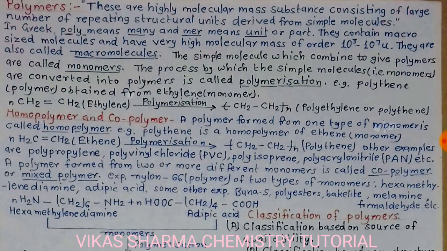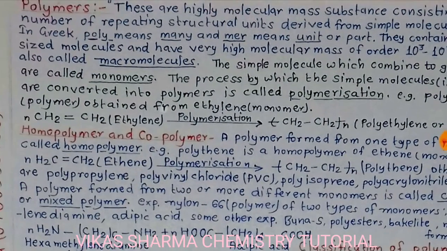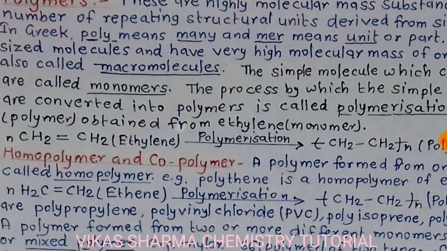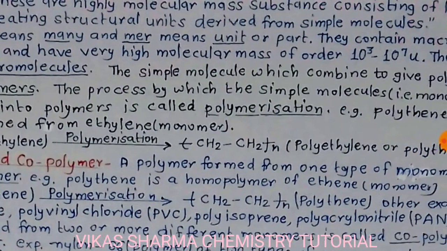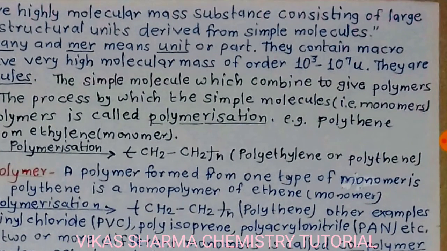The simple molecules which combine to give polymers are called monomers. The process by which the simple molecules, for example monomers, are converted into polymers is called polymerization. Example: polythene polymer obtained from ethylene monomer. You can see on the display, the ethylene undergoes the polymerization process and converts into the polythene polymer.